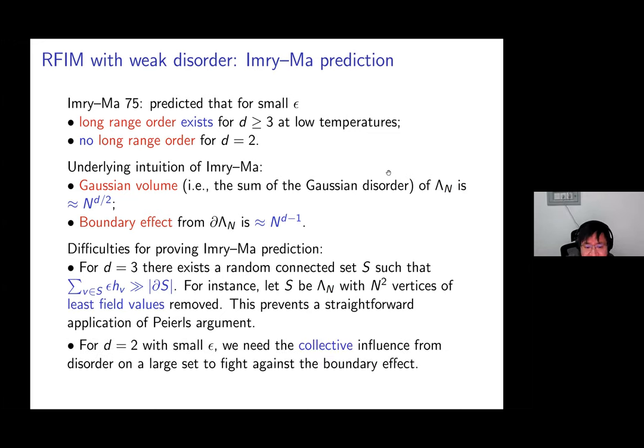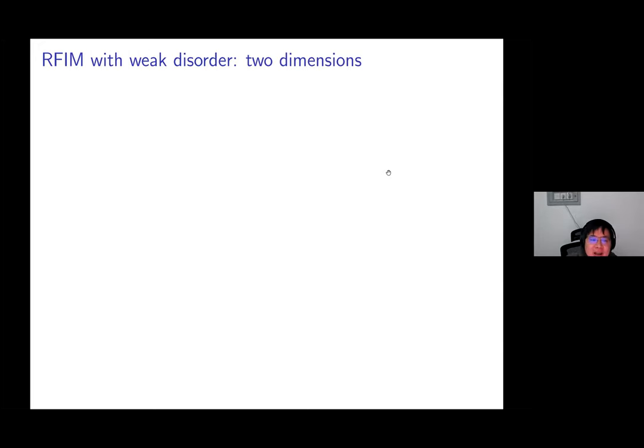And in two dimensions, if epsilon is small, we need the collective influence from disorder on a large set to fight against the boundary effect. But there's no clear reason why they should collaborate. So those are the main difficulties, I think, as far as I can tell, in proving Imry-Ma's prediction. So here comes the celebrated work of Aizenman and Wehr in the 90s, where they showed that the boundary influence does go to zero in two dimensions for any epsilon.